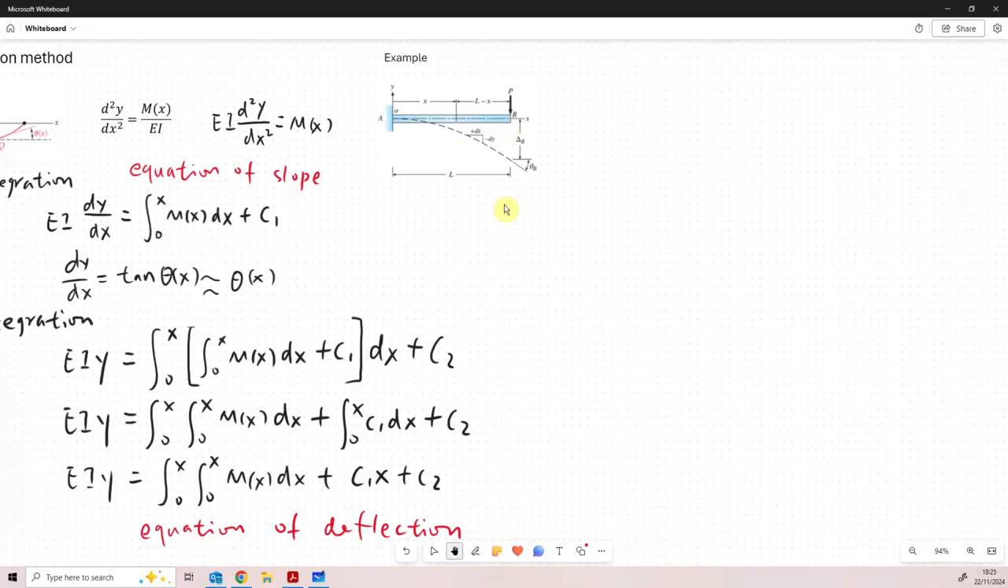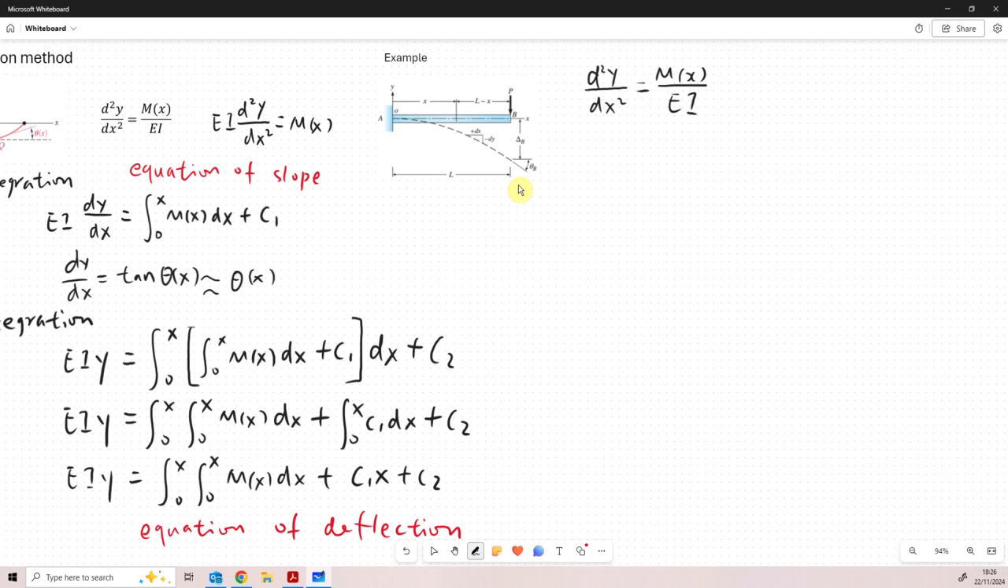Can we use the double integration method to calculate the deflection of point B and the rotation of point B? So how do we do it? This is the procedure. We have the differential equation, d squared y over dx squared equals M(x) over EI. This is the equation to calculate the deflection.